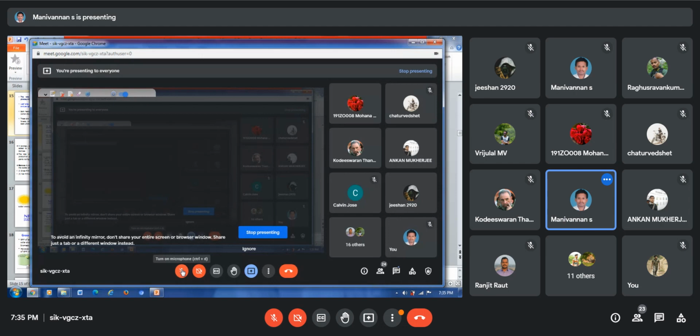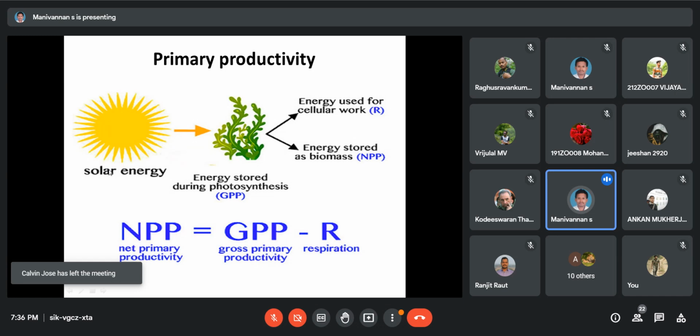What is primary productivity is already explained. This is simply the graphical representation. What is primary productivity? It is clearly explained. What is the solar energy? Solar energy is converted into chemical energy through the photosynthetic process, which is known as the gross primary productivity.